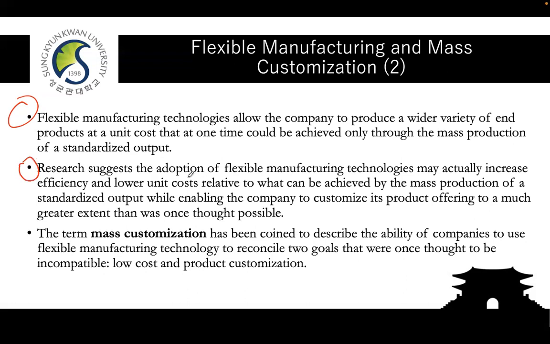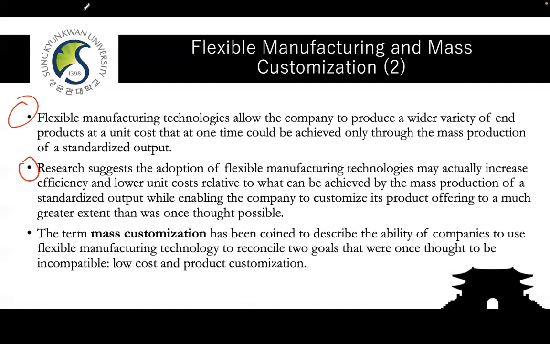See the second point here: the adoption of flexible manufacturing technologies could increase efficiency and lower unit costs relative to what can be achieved by the mass production of standardized output. So, I think this is the best case scenario. If we have a production facility or equipment or machinery that could produce in a mass number, like mass production, but is also able to produce a lot of varieties, that would be, I think, the best scenario if we could have that kind of technology, right?